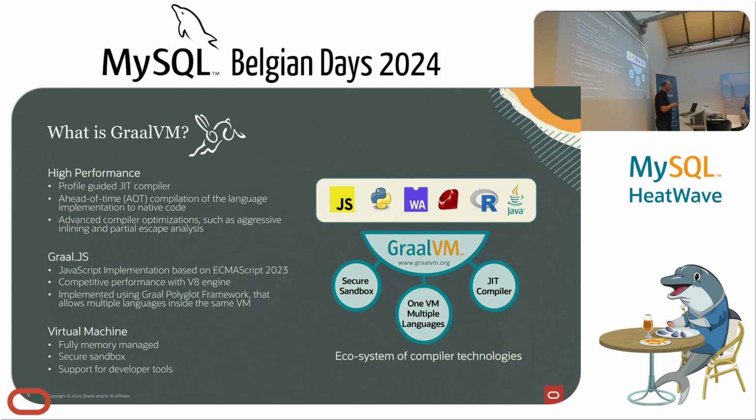The JavaScript implementation is based on ECMAScript 2023, which is a standard for JavaScript, and that means that it's not always quite the same as what you have in Node.js. So if you have a Node.js package, you might need to make some changes in order to make it meet the ECMAScript standard. And the performance of GraalVM is pretty similar to what you get with the V8 engine.